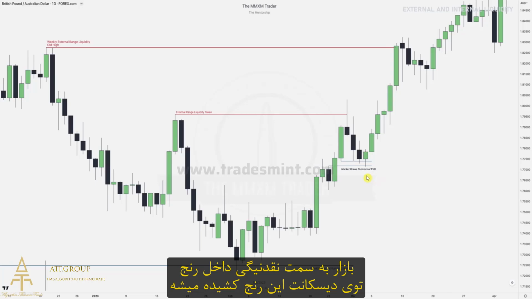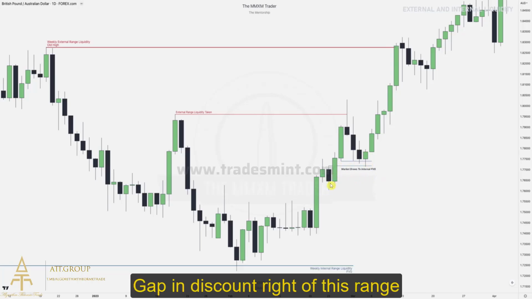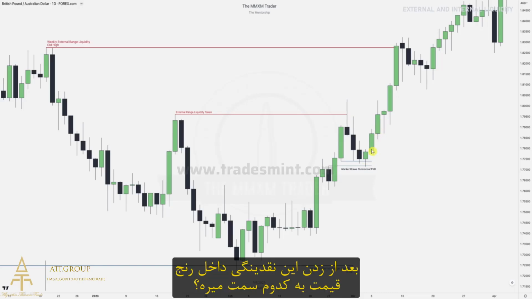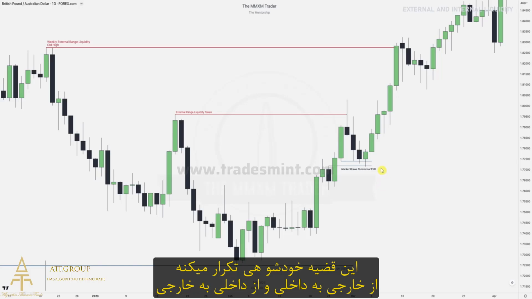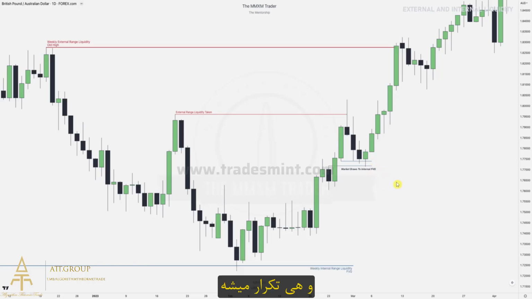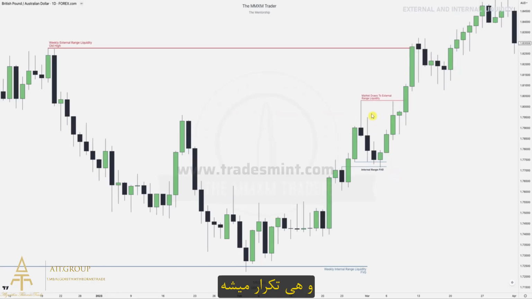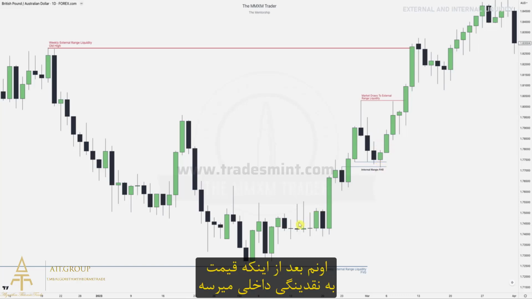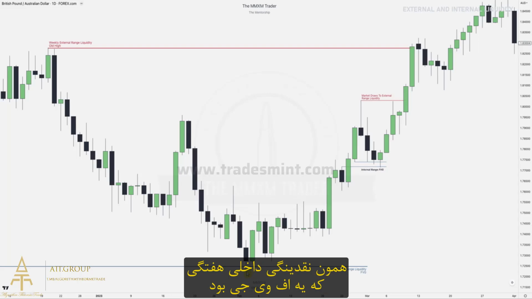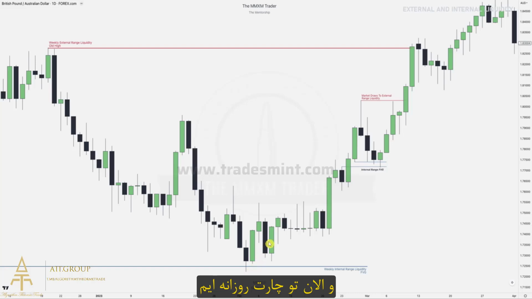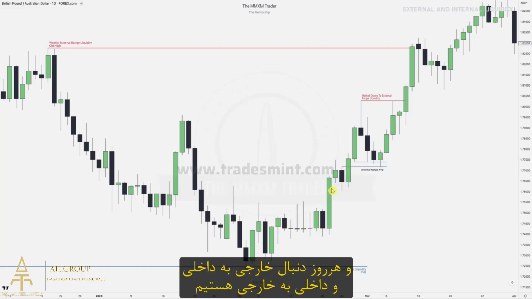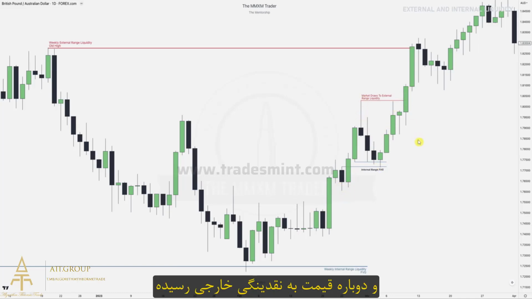Market draws to that internal fair value gap in discount, right? Of this range, swing low to swing high. Continues up again. Where are we going to go after we take this internal range? Again, it's on repeat, right? External to internal to external to internal, and it keeps going and going. Again, external range liquidity over here after we take that internal range. So we went from this internal on a higher time frame, right? That weekly internal range liquidity as the fair value gap, and now we're on a daily chart and we can see day after day we're looking for external to internal to external to internal, again back into external.